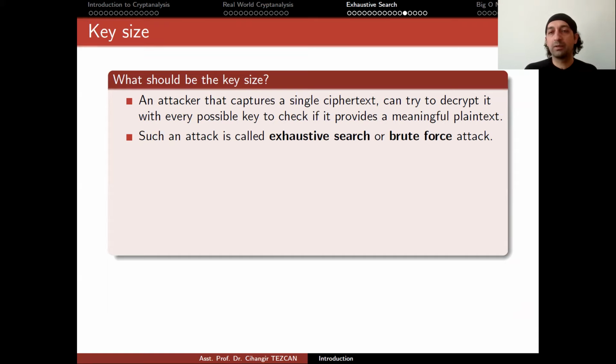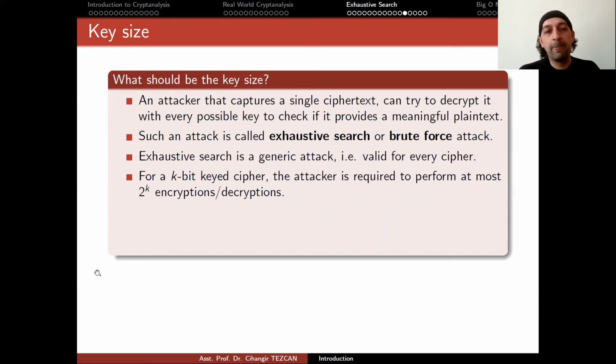And this is not that hard, because sometimes you can guess the beginning of a plaintext. For instance, if this is an encrypted email message, you can guess the first headers, so that you know the first plaintext block and the corresponding ciphertext block. You encrypt the plaintext block you captured with every possible key and check if it matches the ciphertext you already captured. Such an attack is called exhaustive search or brute force attack.